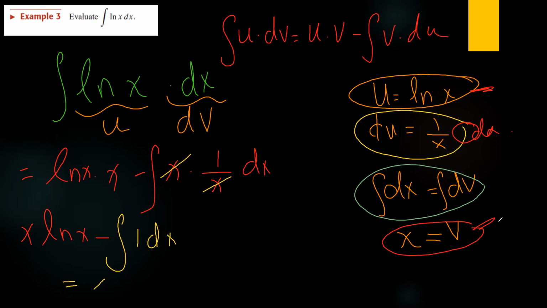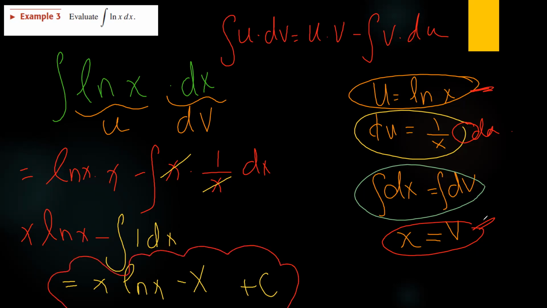So the answer will be x ln x minus, what's the integration of 1 dx? Integration of 1 with respect to x. X, bravo. Integration of 1 with respect to x is x plus c. So the integration of ln x will be x ln x minus x plus c.